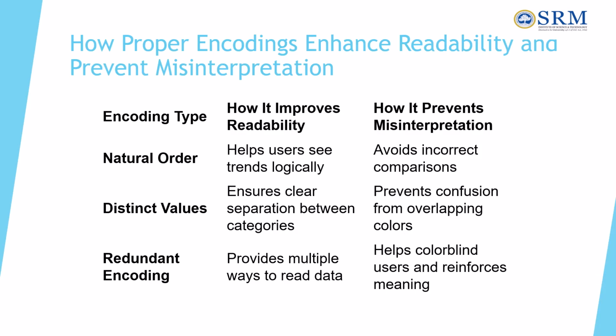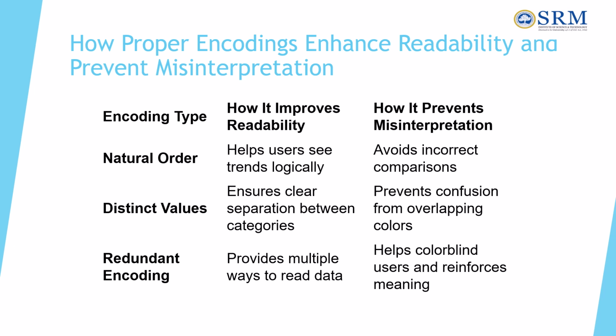Next topic, how proper encodings enhance readability and prevent misinterpretation. Proper visual encodings make data easier to read and understand while reducing mistakes in interpretation. Using natural order helps viewers follow logic trends like increasing temperatures, which avoids wrong comparisons. Distinct values make sure categories are clearly different by using contrasting colors so people don't get confused by similar shades.